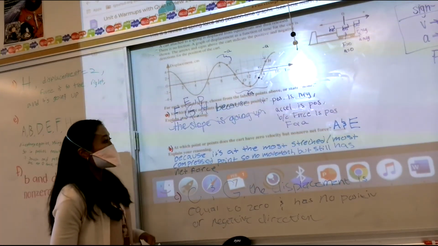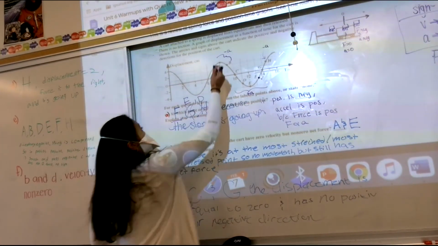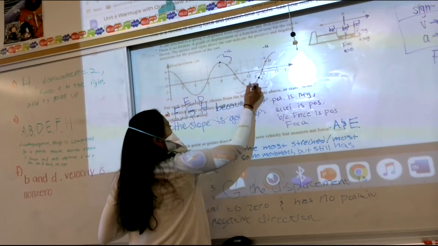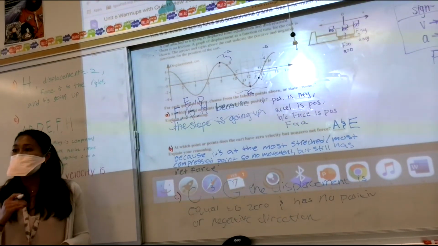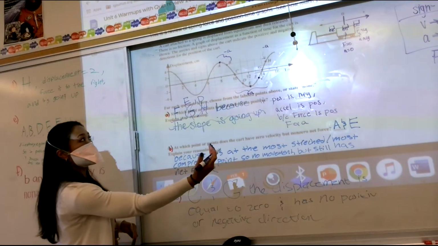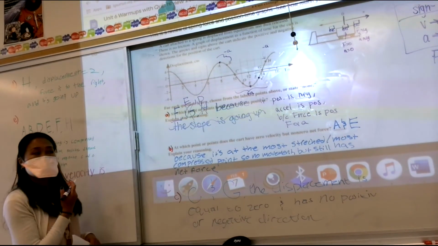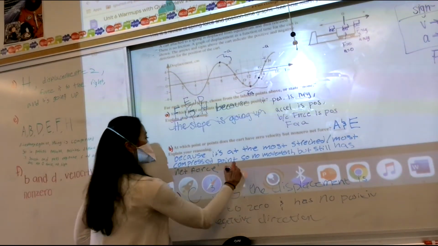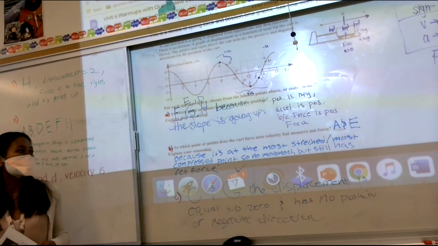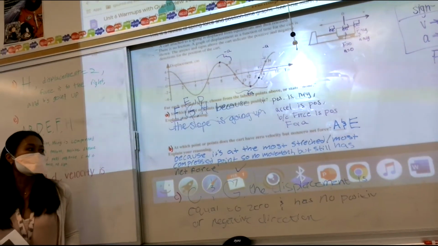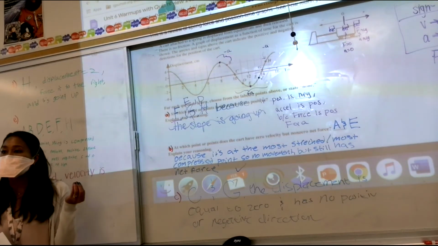Well, we've got A and E, which is the points in which it changes direction. It's going from a positive position and then it's switching and moving backward. So this is perfect because it has the most stretched or the most compressed point, so that's where there's no movement.